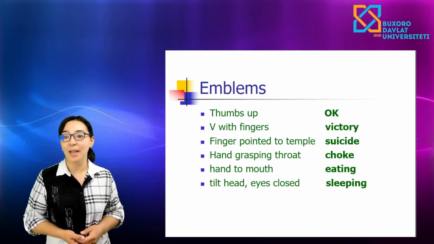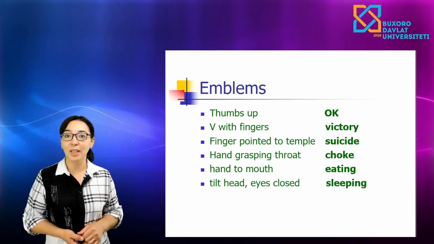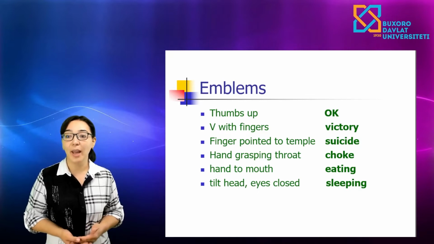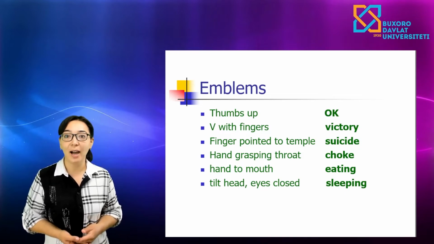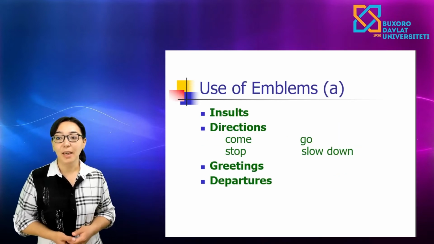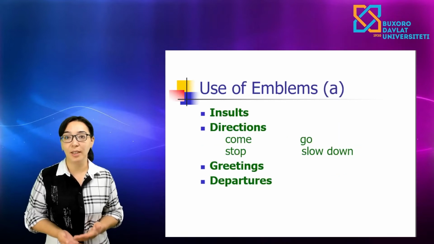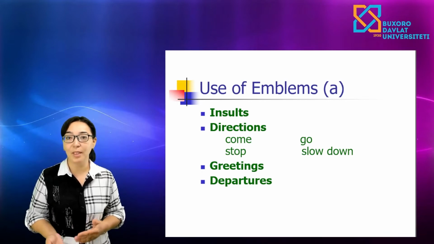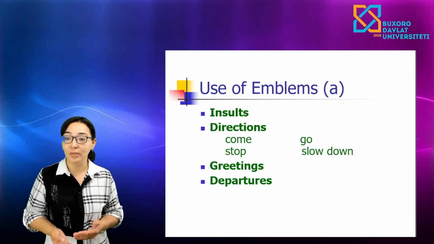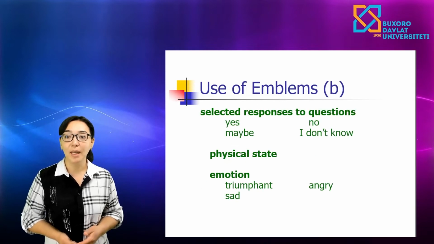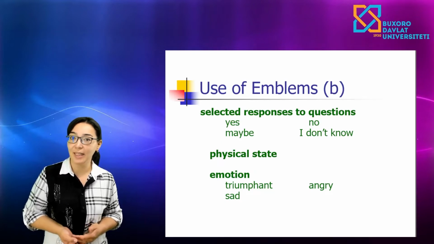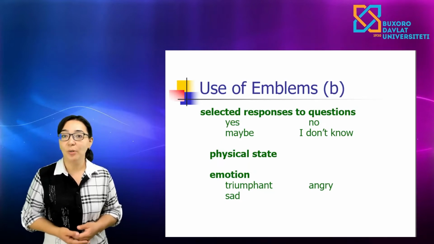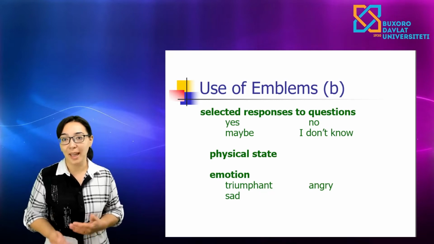Emblems, for example, thumbs up means okay, or a V with fingers means victory, or a finger pointed to the temple means suicide, or a hand grasping the throat means choke, or a hand to the mouth means eating, tilted head with eyes closed means sleeping, for example. And the use of emblems: aversion, insult, or directions like come, stop, go, slow down, and greetings or departures. And selected responses to questions, for example, yes, maybe, no, I don't know, or physical state and emotion, for example, angry or sad.